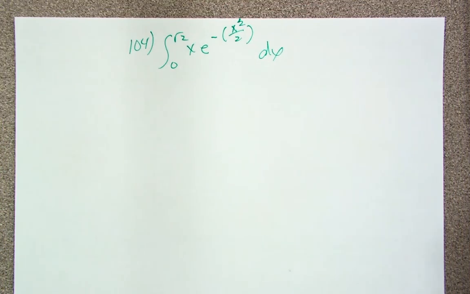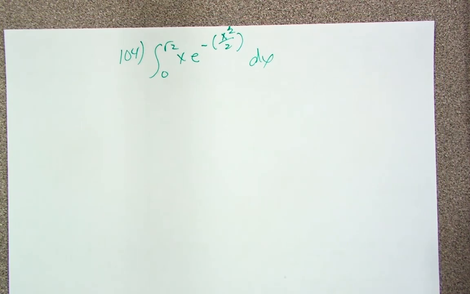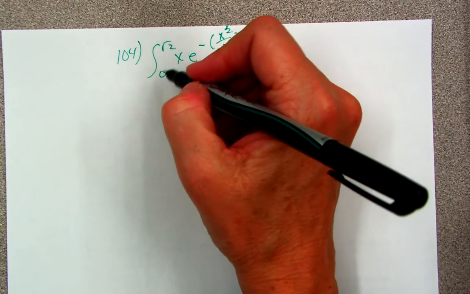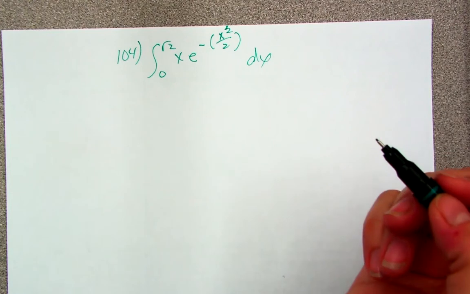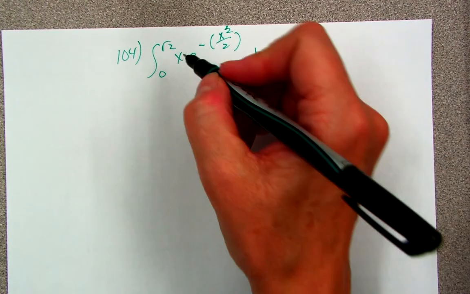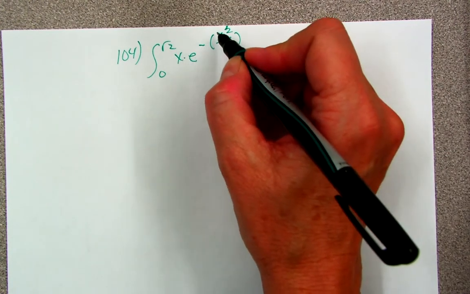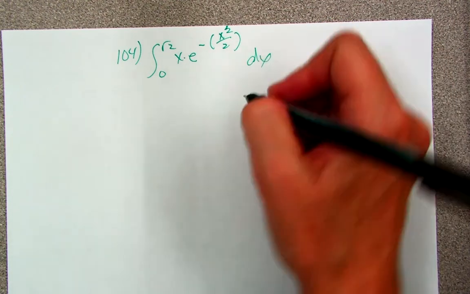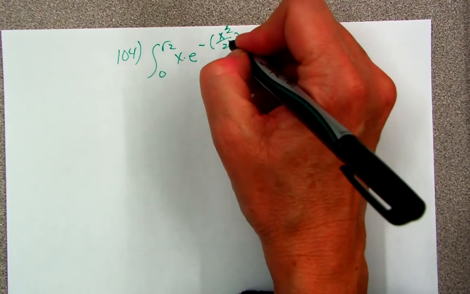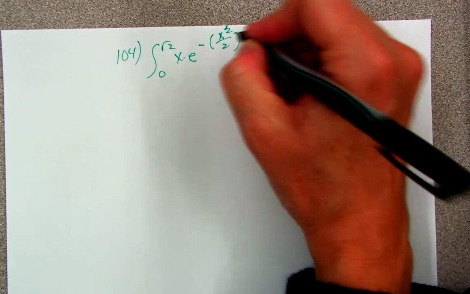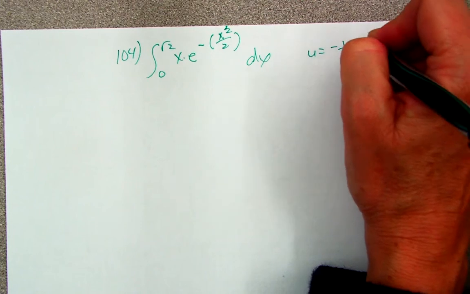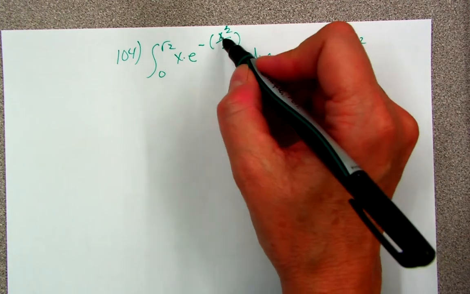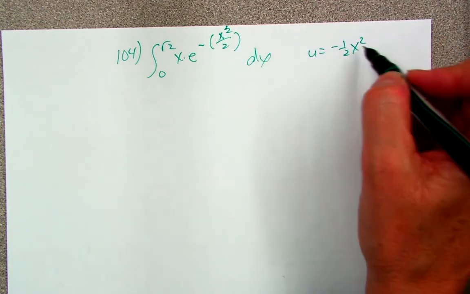I have one more for us this evening. We have 104. This one is a definite integral. It has an upper and a lower bound. So this is x times e to the negative x squared over 2. So I'm going to let my u substitution be this. That's really negative 1/2 x squared, isn't it? Negative, and that's x squared over 2. Yep, that's what that is.